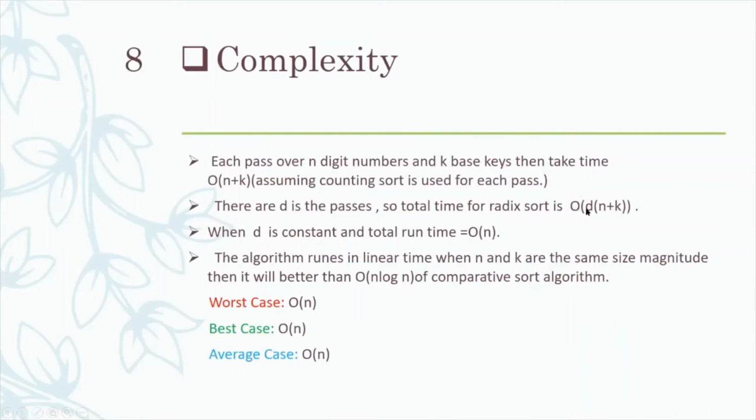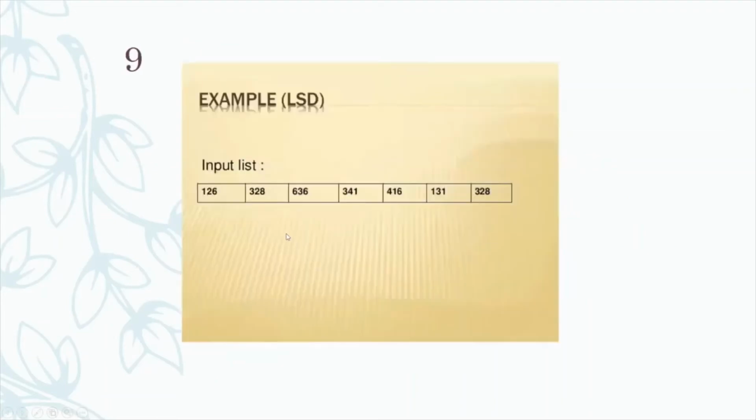So the total time complexity will be big O of d times n plus k. When d is constant, the total runtime will be big O of n. The algorithm runs in linear time when n and k are of the same magnitude. Then it will be better than the big O of n log n of comparison sorting algorithms. Okay, the complexity will be the same: worst case big O of n, best case big O of n, and the average case will also be big O of n. Okay, here is the example.